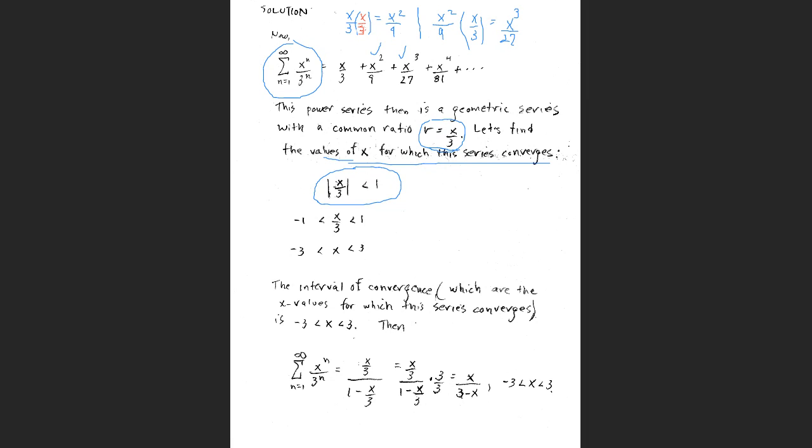Here, though, we're looking for values of x for which the series converges. Since the power series is a geometric series, we're going to take its common ratio, which is x over 3, take the absolute value of that common ratio and set it less than 1. And then I'm going to solve for x. So if the absolute value of x over 3 is less than 1, then x over 3 is less than 1 and greater than negative 1. If I multiply through that inequality by 3, I'll get x is less than 3 and greater than negative 3.